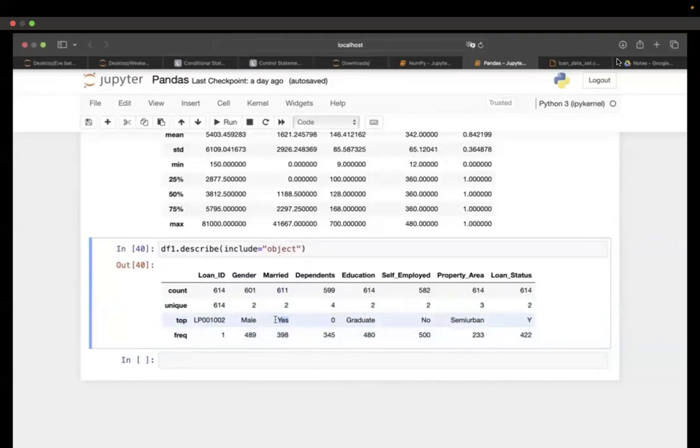The frequency as well as the entry of what. Let's see the frequency of what entry. Frequency of 0 is 345, which means my mode is 0. Frequency of graduate is 480. Frequency of no is 500. Frequency of semi-urban is 233. The frequency of yes is 422 out of 614. So this top and frequency is telling me the mode of my data set. Okay.